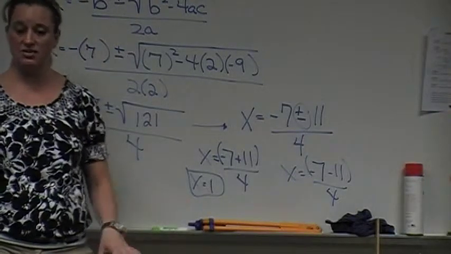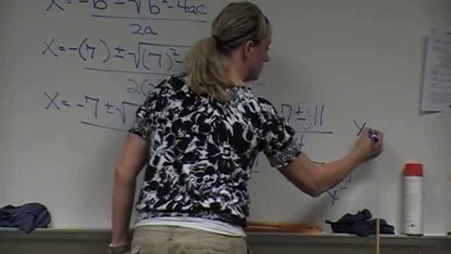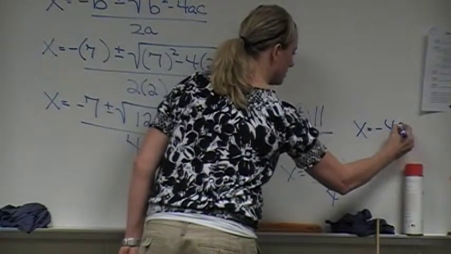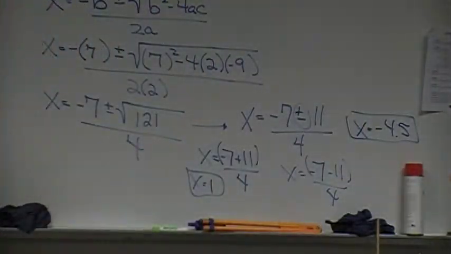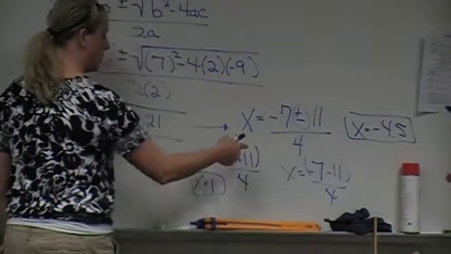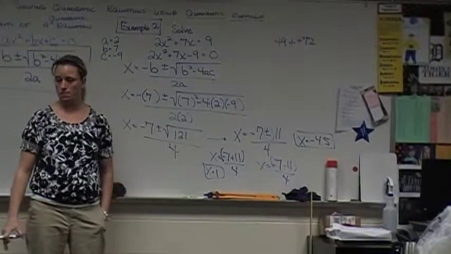Okay? All right, what's negative 7 minus 11? Negative 18. What's negative 18 divided by a positive 4? Negative what? 4.5. And there are our two answers: 1 and negative 4.5. If you put it in your calculator wrong, it's going to come out with the wrong answer. So you've got to be careful. Either use parentheses on the top here, or add them, then subtract, and then divide by the bottom number.